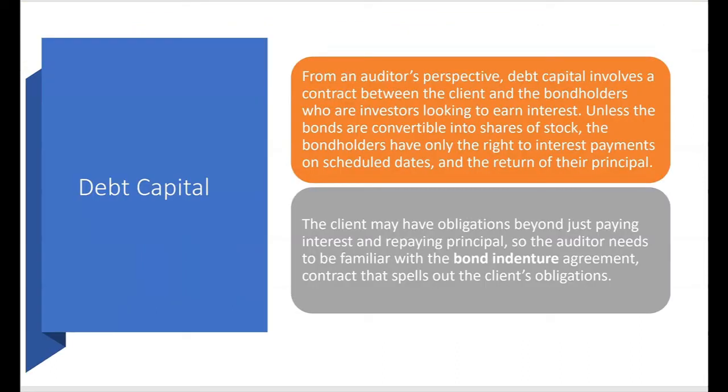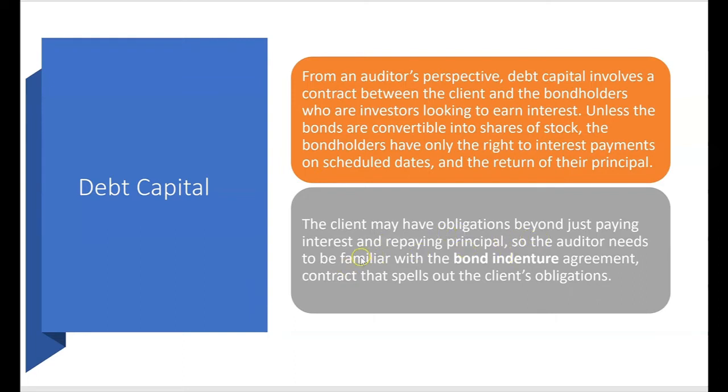So let's talk about debt capital first, and then we'll go on to equity. From an auditor's perspective, debt capital involves a contract between the client and the bondholders. These bondholders are investors, and they're only looking to earn interest. Unless the bonds are convertible into shares of stock, the bondholders have only the right to interest payments on scheduled dates and the return of their principal. So the auditor knows that the bondholders are going to be looking for interest payments and the return of their principal. The client may have obligations beyond just paying interest and repaying principal.